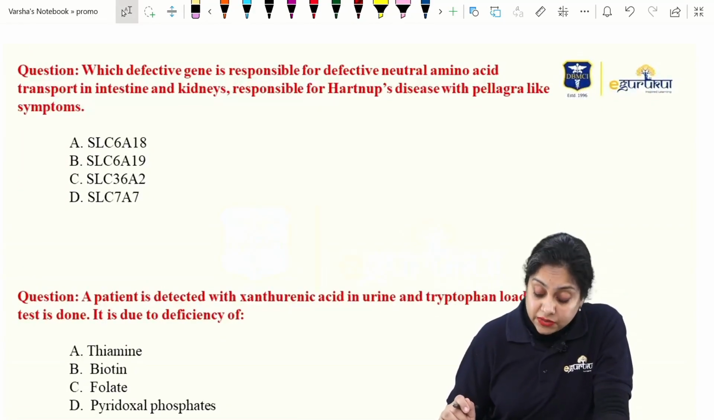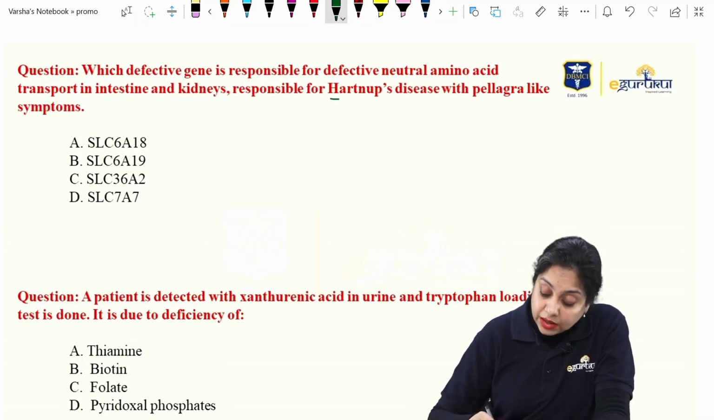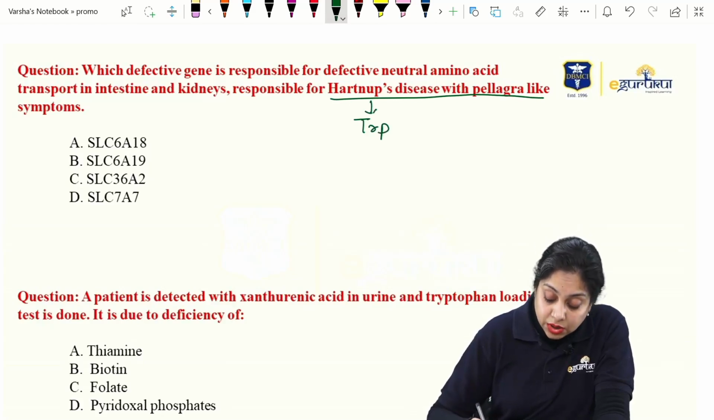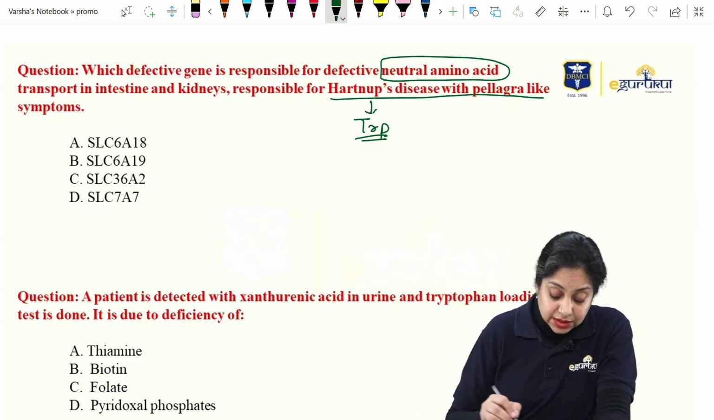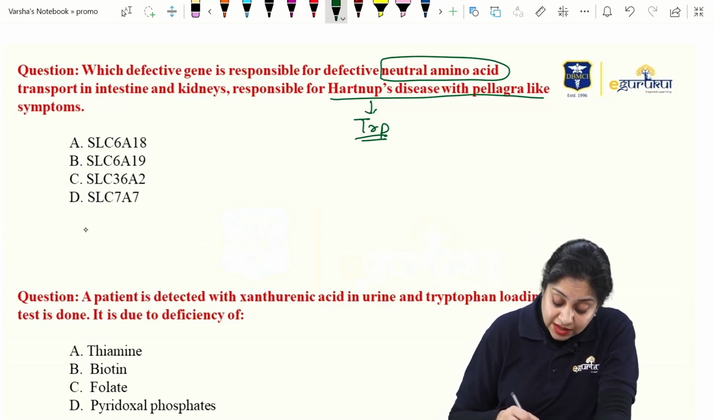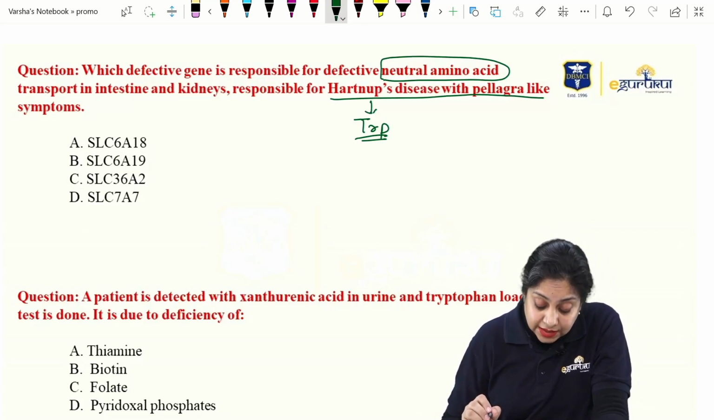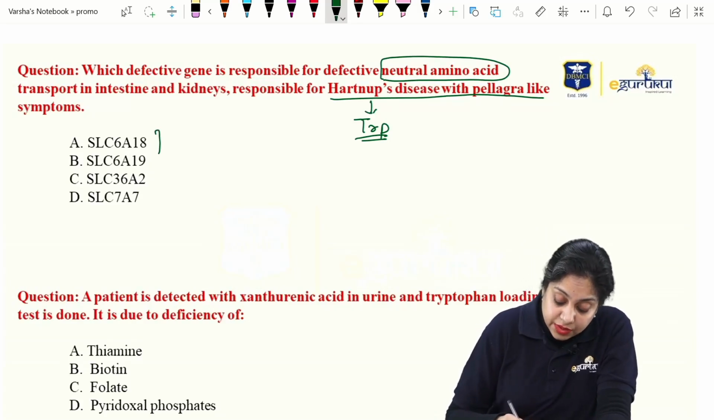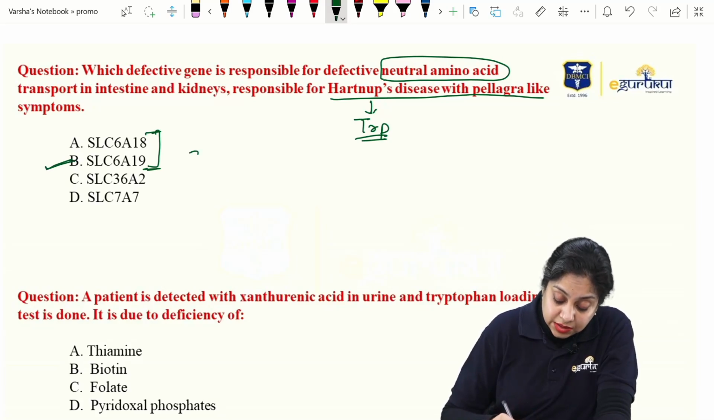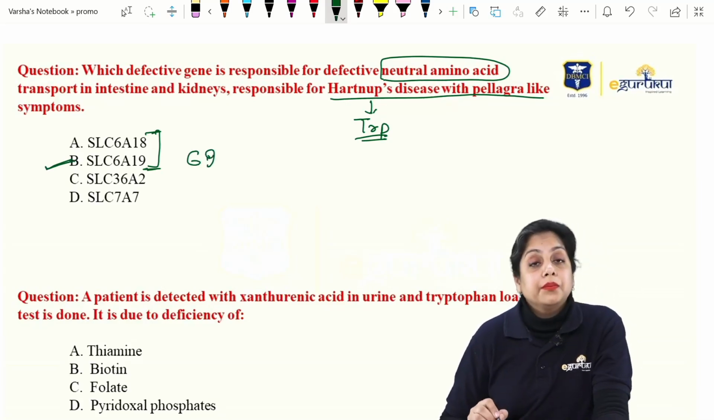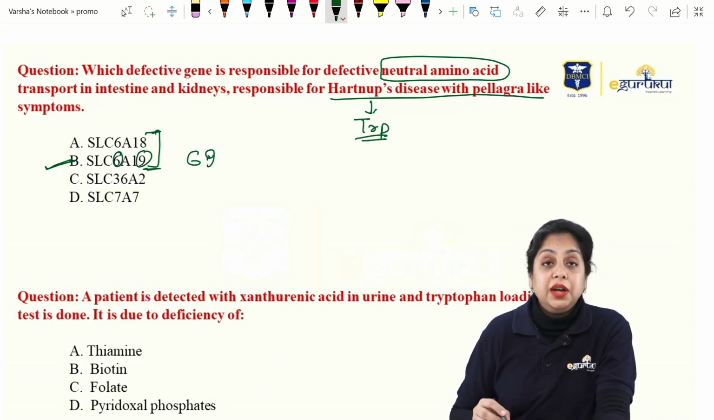Which defective gene is responsible for defective neutral amino acid transport in the intestine and the kidneys, responsible for Hartnup disease with pellagra-like symptoms? So which amino acid are we talking about? Hartnup disease is in relation to tryptophan, which is a neutral amino acid. And which gene is defective? This is your SLC gene, all are SLC genes. SLC6A18, 6A19... it is 6A. Which 6A, 18 or 19? It is 19. Remember this combination. I guess you remember it very well. So this is 6, this is 19. Don't forget this part.